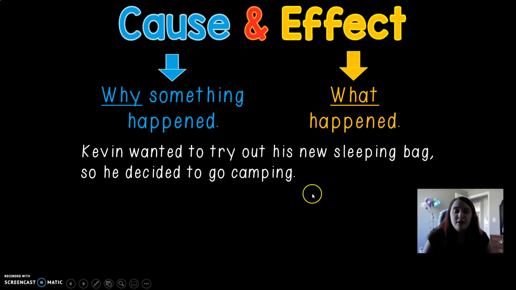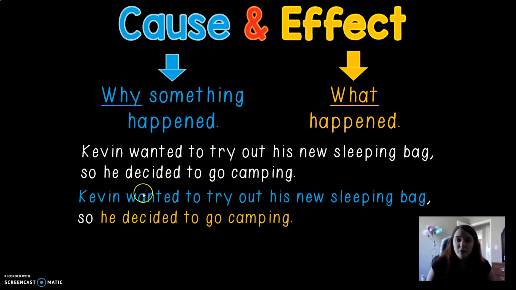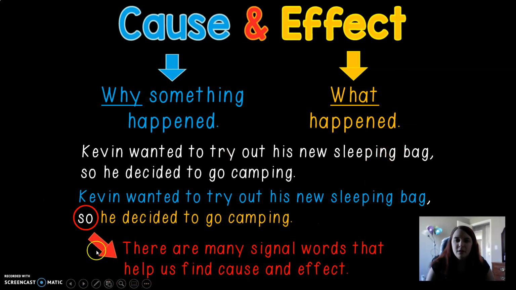So Kevin wanted to try out his new sleeping bag, so he decided to go camping. Kevin wanted to try out his new sleeping bag, so that's why he did something, so he decided to go camping. Now that could be flipped around. Kevin decided to go camping because he wanted to try his new sleeping bag. If you hear that because, it's usually the why. This is a signal word or a clue word that helps us figure out if it's cause and effect. If you see a so, a lot of times that's leading you into your effect.